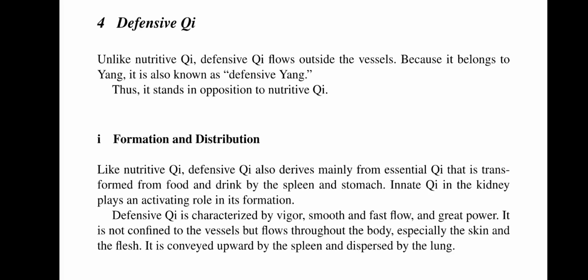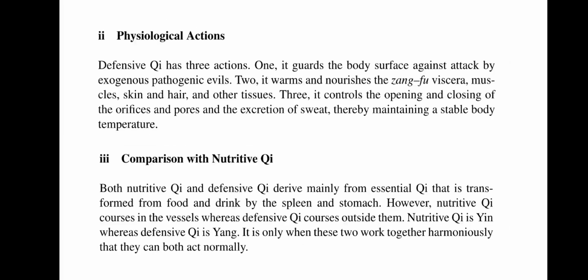Defensive qi is characterized by vigor, smooth and fast flow, and great power. It is not confined to the vessels but flows throughout the body, especially the skin and the flesh. It is conveyed upward by the spleen and dispersed by the lung.